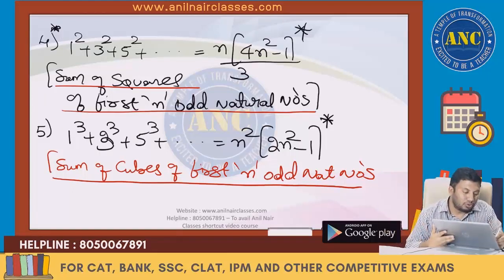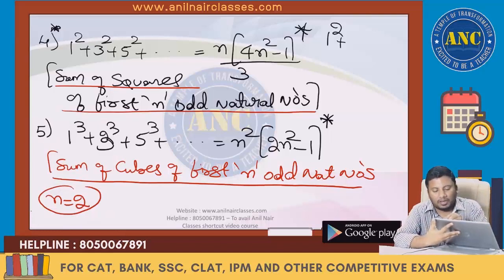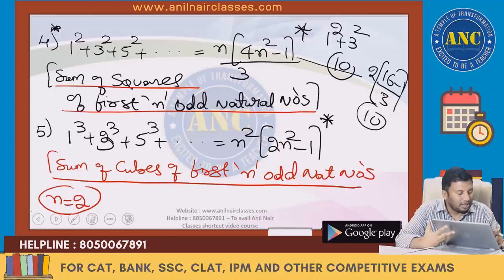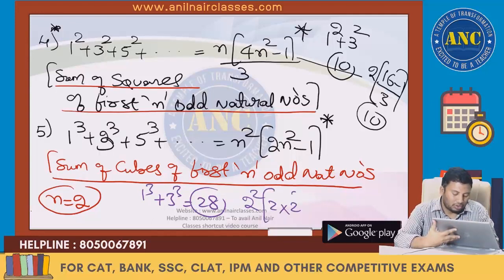n equivalent to 2. Check whether it is working or not. If n is 2, 1 square plus 3 square, which is 10. If n is 2, 2 into 4 into 2 square, 16 minus 1 divided by 3, which is nothing but 10. If n equivalent to 2, 1 cube plus 3 cube, which is 28. Here n equivalent to 2, 2 square into 2 into 2 square minus 1, 4 into 7, which is nothing but 28.